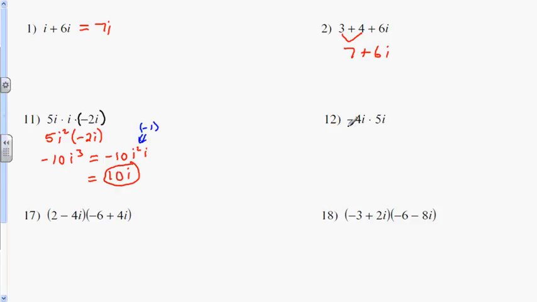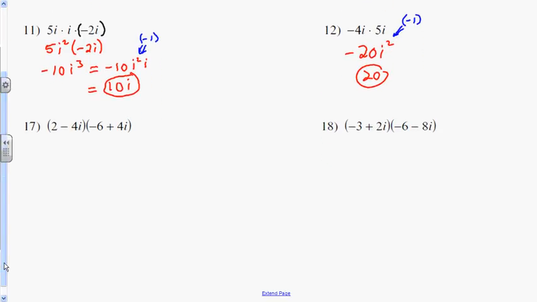All right, next question. We have negative 4i times 5i. Again, we multiply, we get negative 20i squared. But again, we know that i squared is equal to negative 1. So negative 20 times negative 1 is a positive 20. The i is gone.